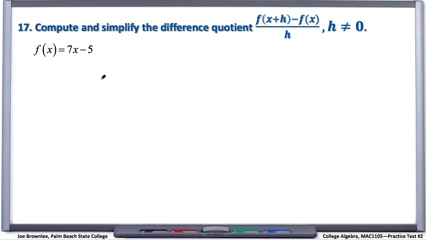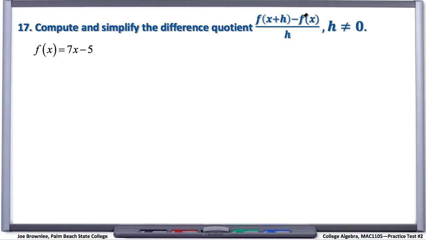All right, number 17, compute and simplify the difference quotient f of x plus h minus f of x over h, where h cannot be 0. And just like we discussed in video 16, the difference quotient really has two components. It has this f of x plus h part, and it has this f of x part.